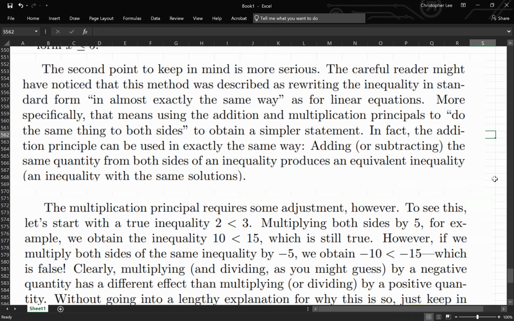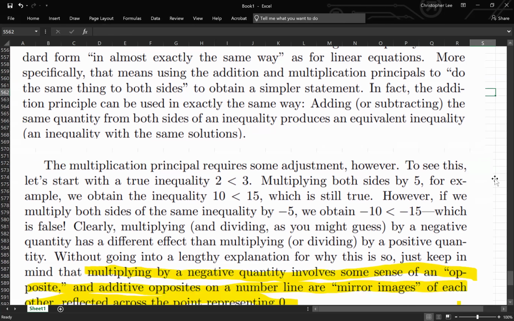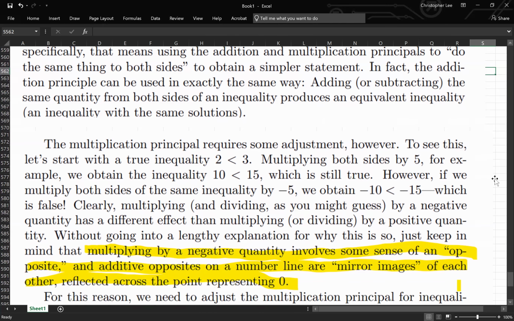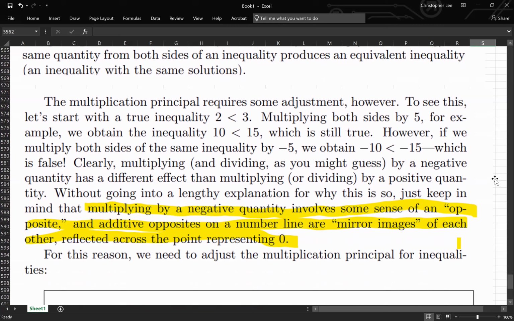So clearly, multiplying and dividing by a negative quantity, as you might guess, has a different effect than multiplying or dividing by a positive quantity. Without going into a lengthy explanation for why this is so, just keep in mind that multiplying by a negative quantity involves, in some sense, an opposite. Additive opposites on the number line are mirror images of each other reflected across the point representing 0. For this reason, we need to adjust the multiplication principle for inequalities.